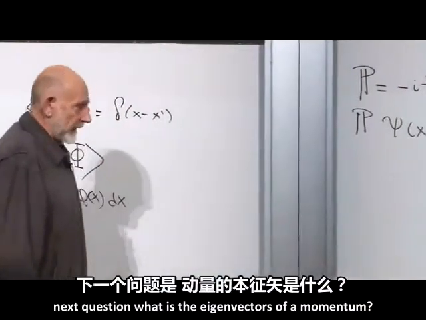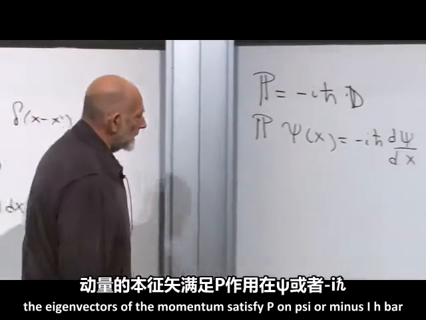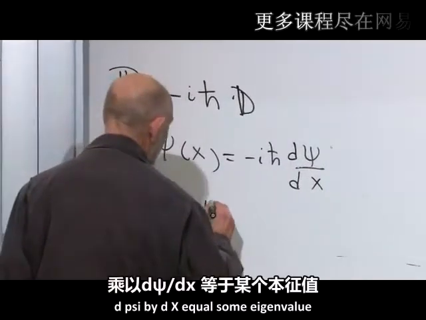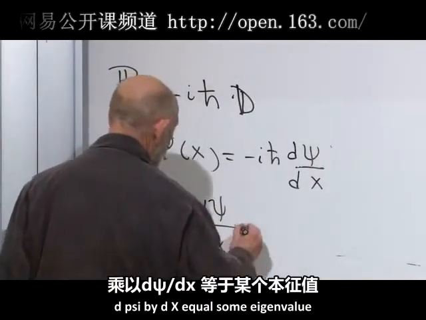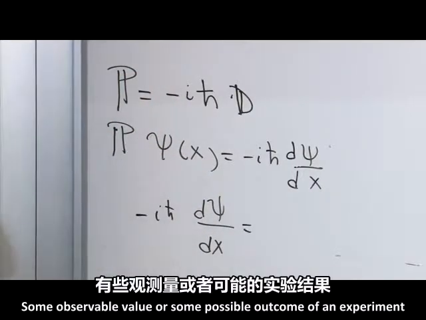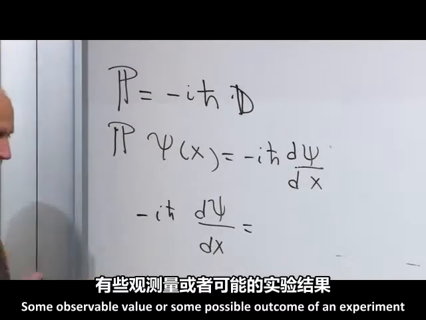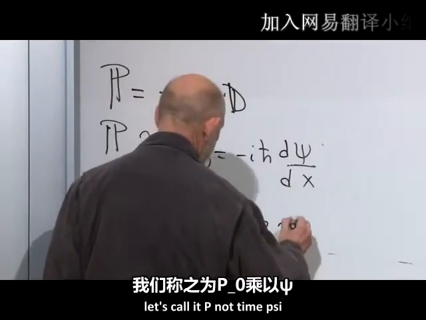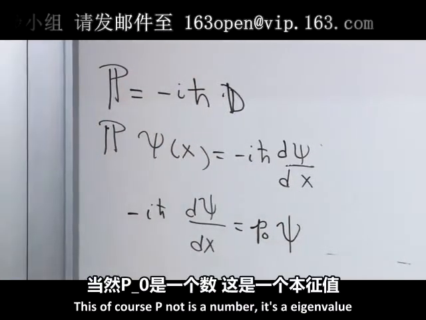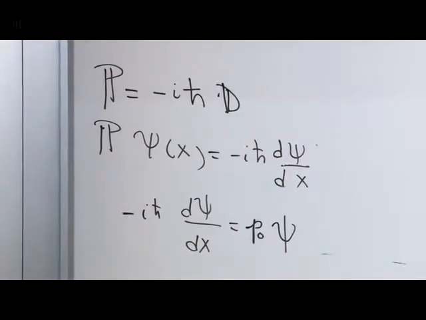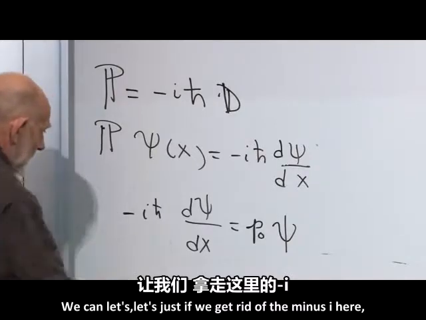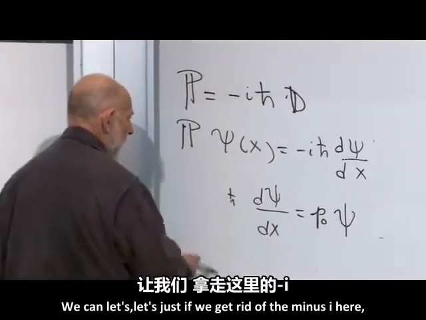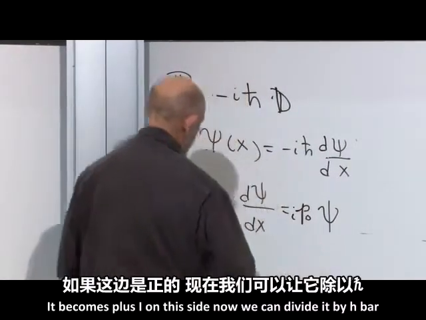Next question, what are the eigenvectors of the momentum? The eigenvectors of the momentum satisfy P on psi, or minus i h bar d psi by dx, equal to some eigenvalue, some observable value or some possible outcome of an experiment, let's call it P naught, times psi. And of course, P naught is a number. It's the eigenvalue. If we get rid of the minus i here, it becomes a plus i on this side, and we can divide by h bar.